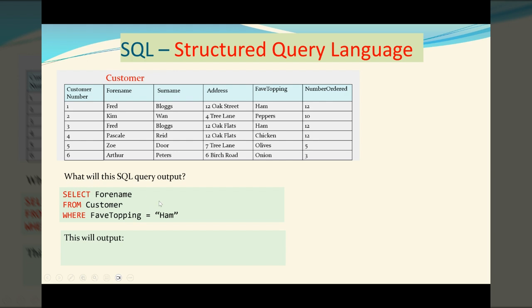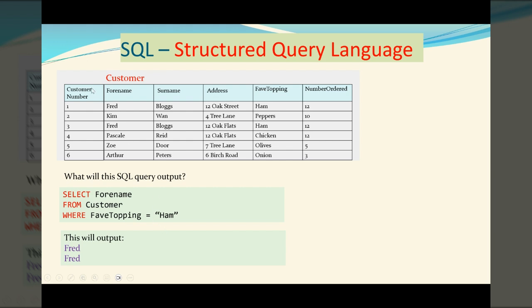Okay, so we've got select forename. So we're only going to see the forename field here from customer. So they're going to come from this table here. We only have one table, so that's very straightforward. Where the favorite topping is ham. So I'm going to look down. This is our criteria. I'm going to look down the favorite topping field, and when I see one that matches that criteria, ham, I can then look across and see what the forename is. So I'm going to have Fred. Let's come down. We've got another ham here. So this one is also Fred as well. So those are the only 2 that have a favorite topping of ham. So those are the 2 that we'll see. So our output will be Fred and then Fred.